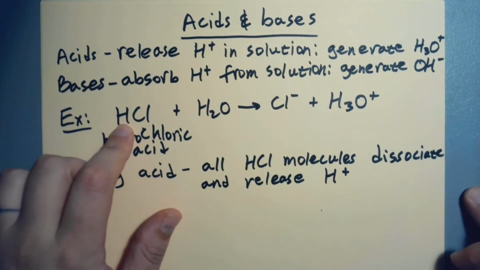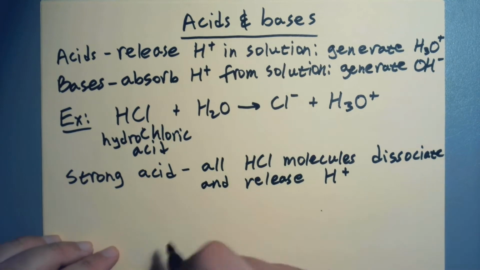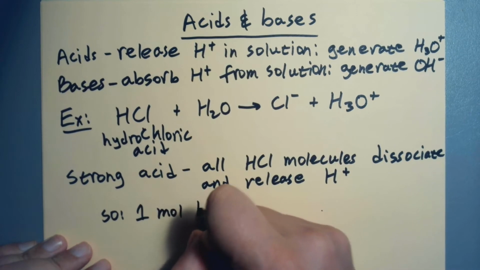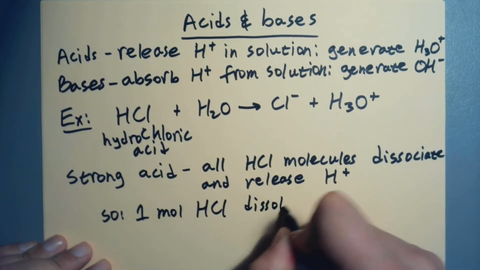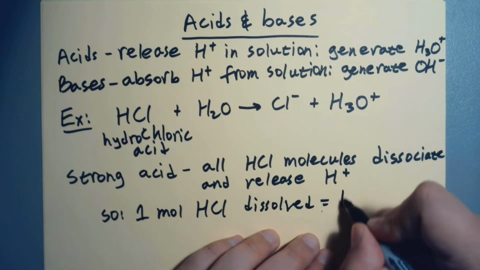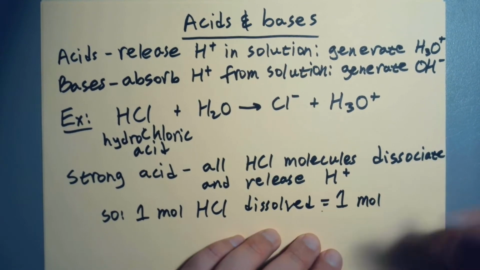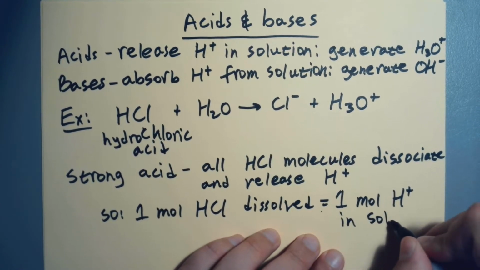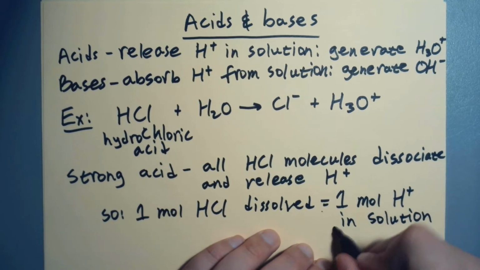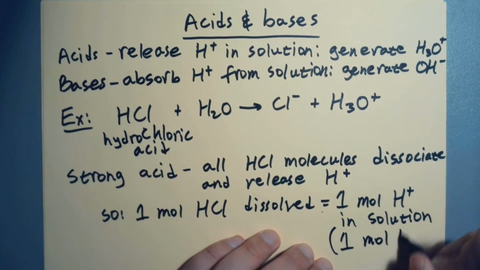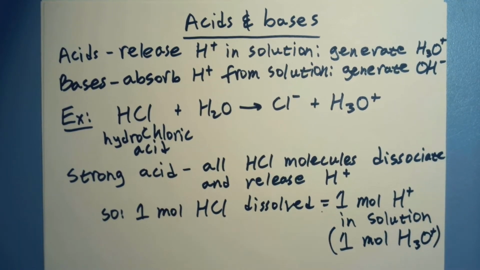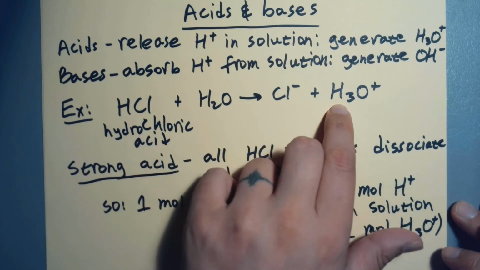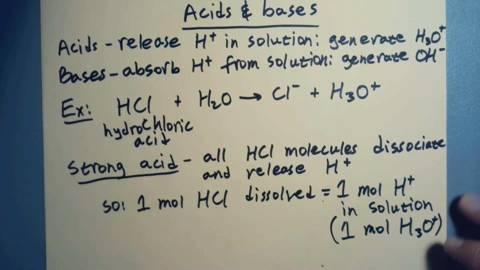So what I'm saying is if I dissolve 1 mole of HCl in the water, all of them are going to dump H pluses, which means I have 1 mole of H3O plus that I generate. So that's what a strong acid does. This is a one-way ticket. It just, boom, dumps H pluses. Strong acids just do that.